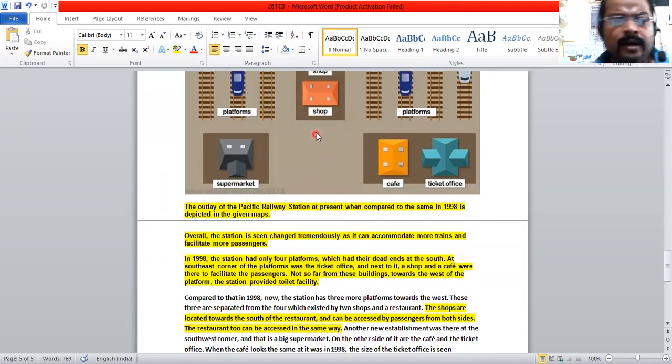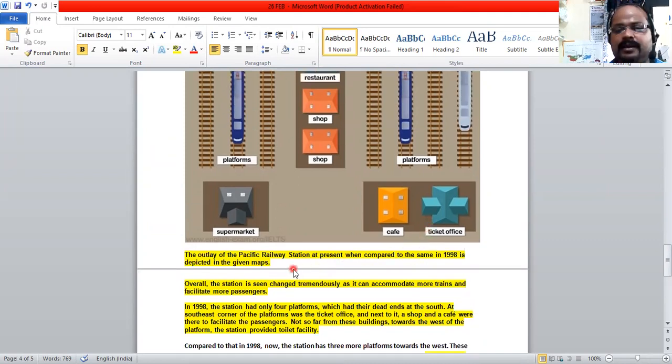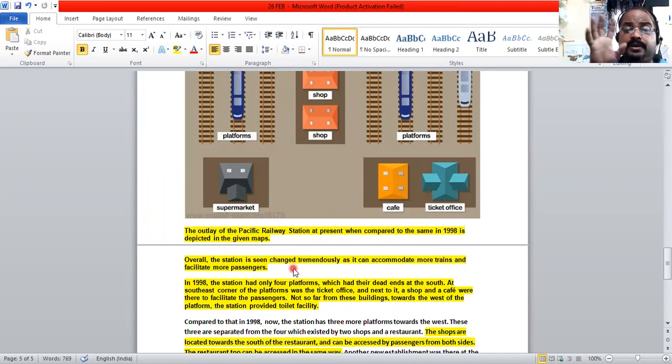Now let's see the introduction. The layout of a specific railway station at present when compared to the same in 1998 is depicted in the given maps. So this is what we can see. The Pacific Railway Station at present when compared to the same in 1998. Yes, clear. Overall, the station is seen changed tremendously as it can accommodate more trains and facilitate more passengers now.